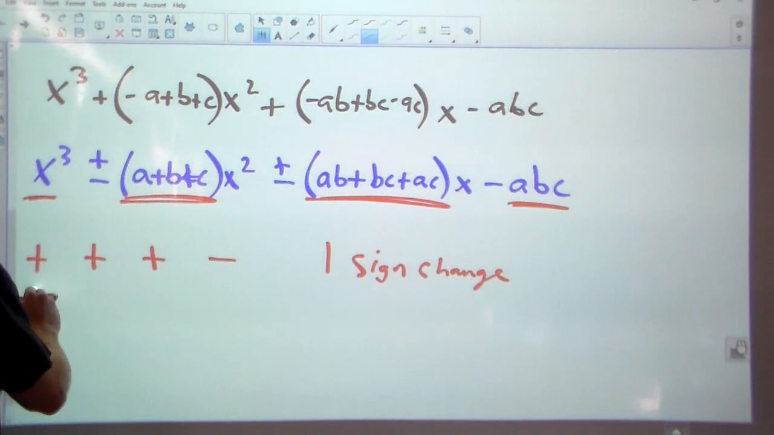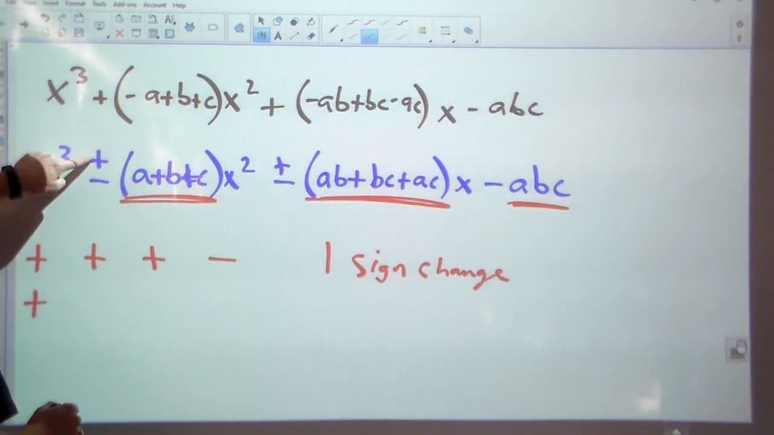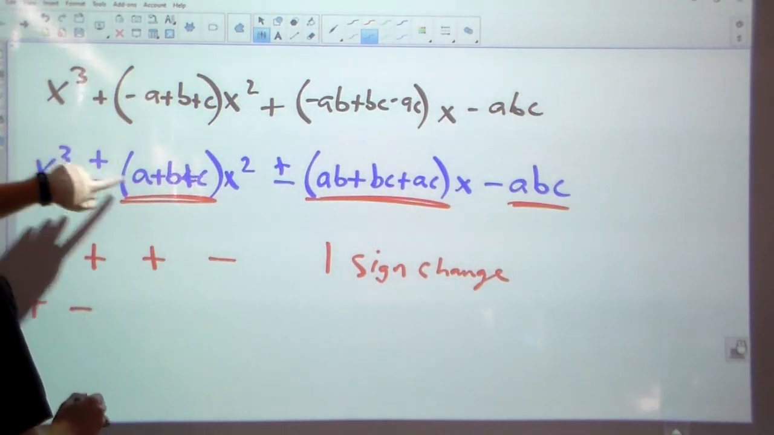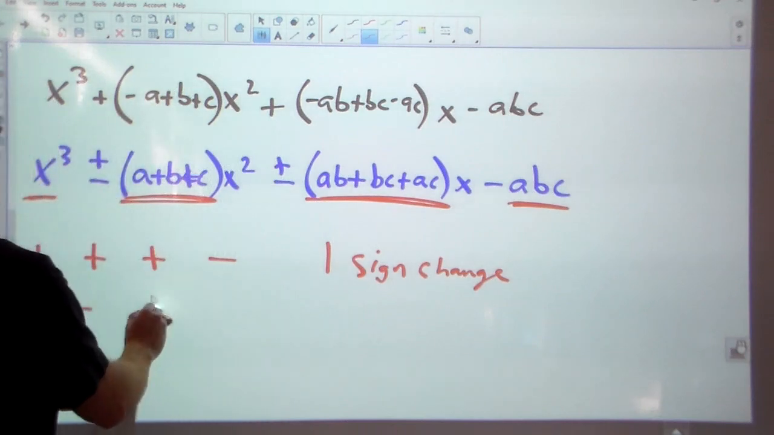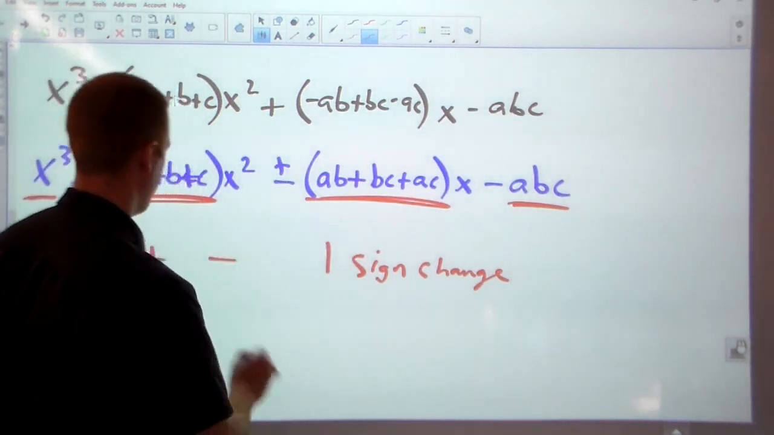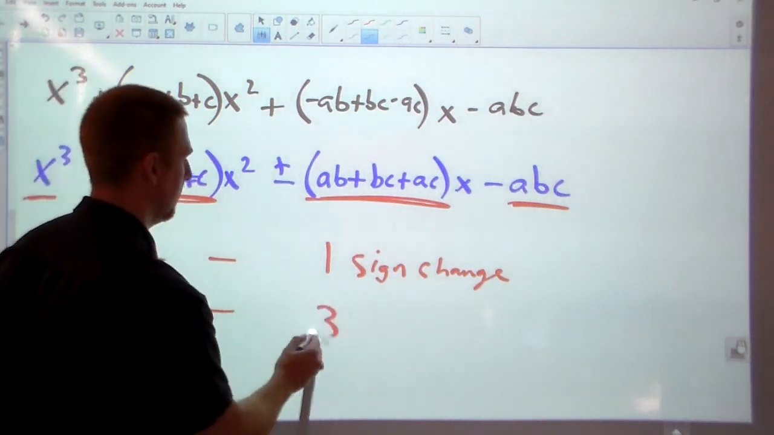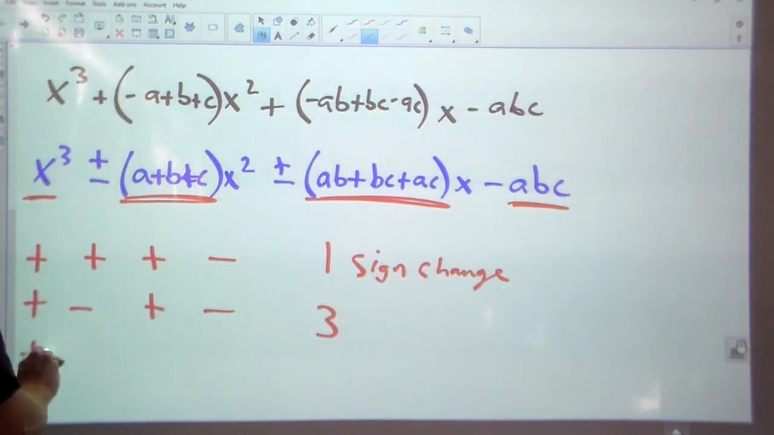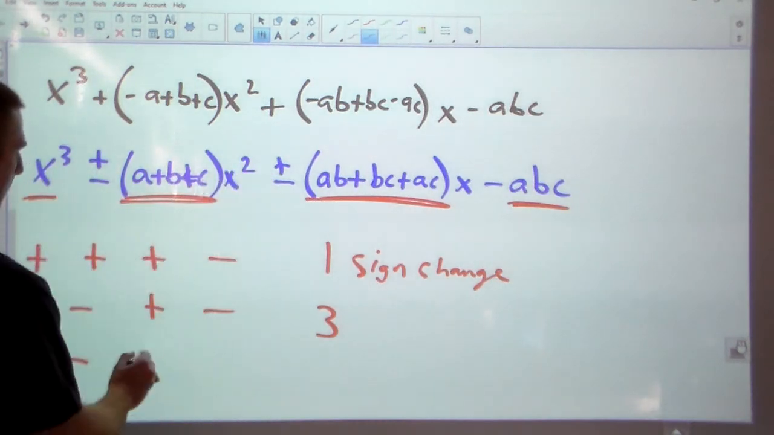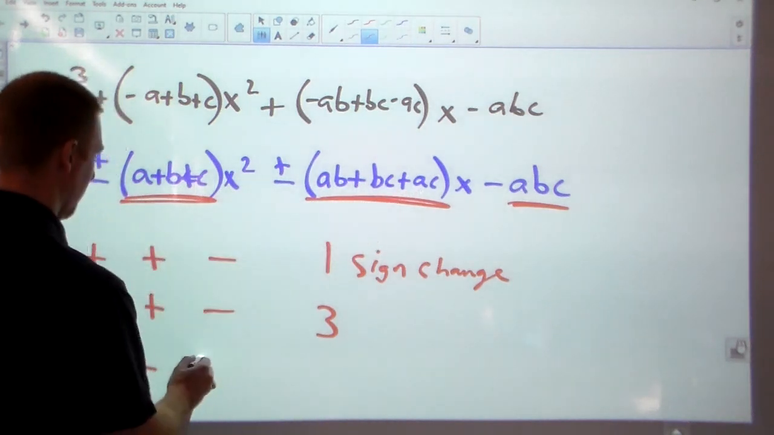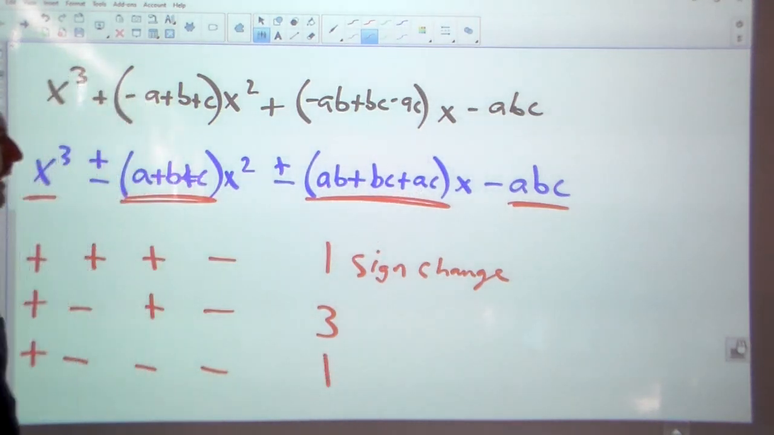All right, next scenario. This is definitely positive. What if this was a minus? And let's say that stays plus. Let's change one thing at a time. That one stays a minus. Now you have 1, 2, 3 sign changes. Okay, the last thing to think about: what if both of these change? This is definitely plus. What if this one's a minus, and this one's a minus? That one's definitely a minus. You only have one sign change.